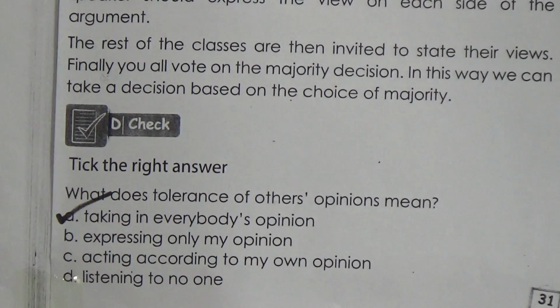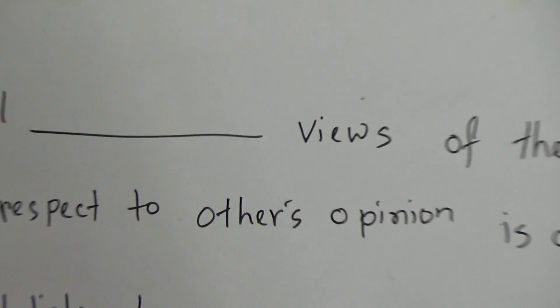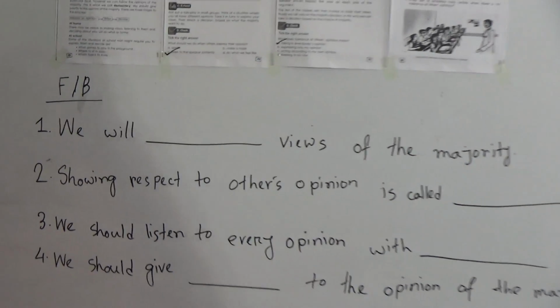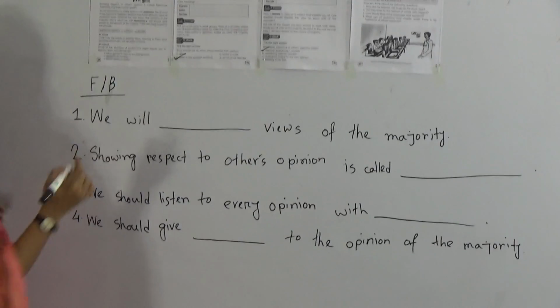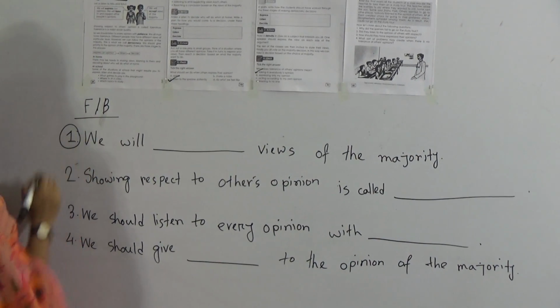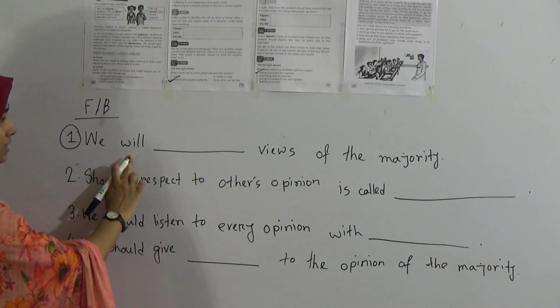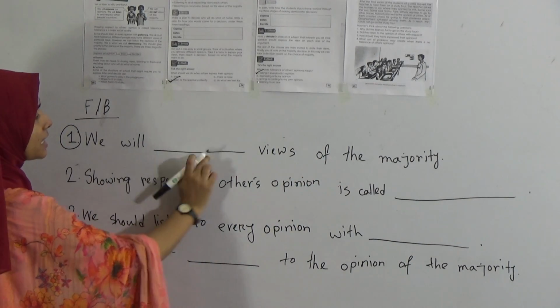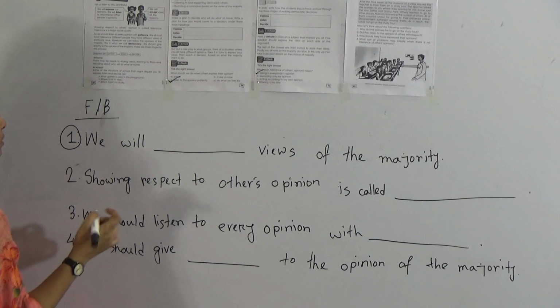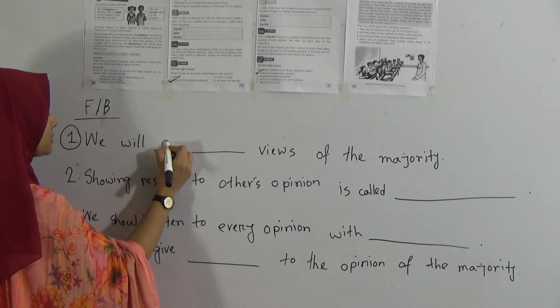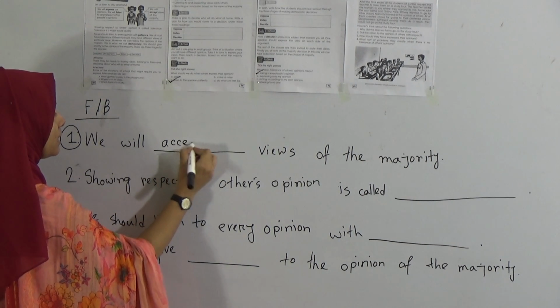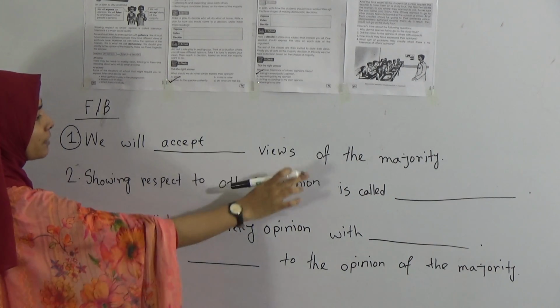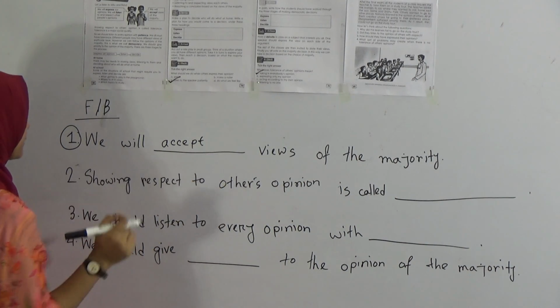So this is all for today about the reading part. Now we will go to the fill in the blanks, my dear students. Let's come to the point. Here are 4 fill in the blanks from this chapter. Number 1, we will dash views of the majority. We will accept views of the majority. So this is the first fill in the blank.